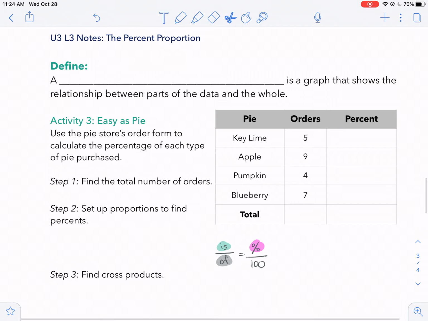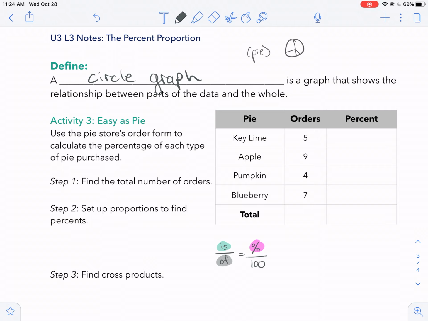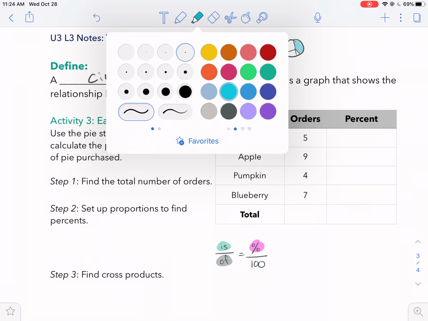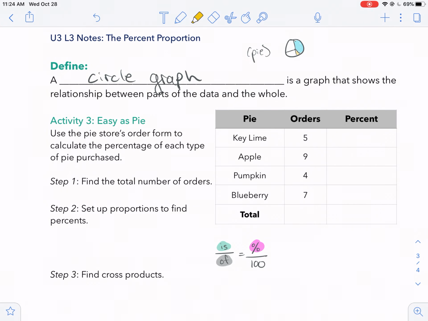And now we're going to create a circle graph. A circle graph is a graph in the shape of a circle. It's also known as the pie graph because it has little pie slices in it like this. It's a graph that shows the relationship between parts of the data, where each slice of pie is a part, and then you have your whole thing. So let's jump right into it. There you go, got a nice little pie.